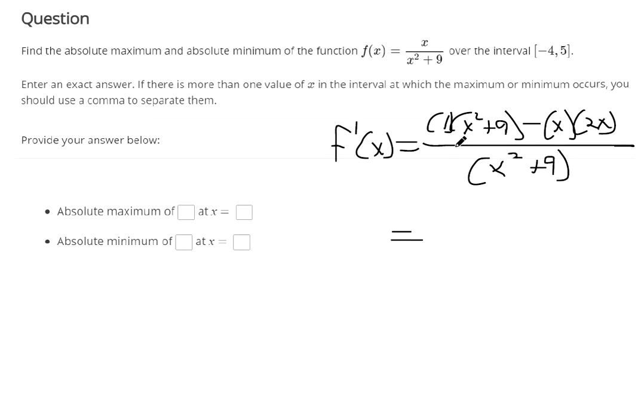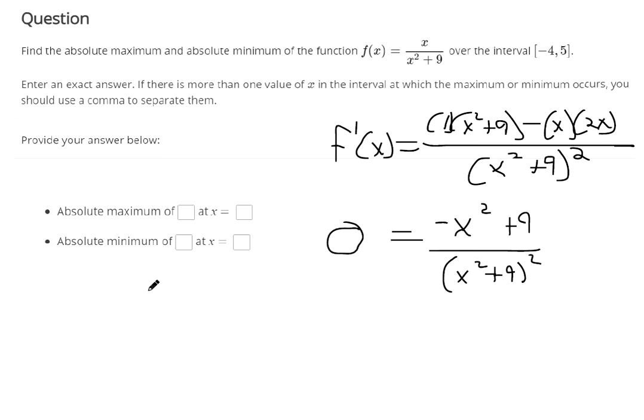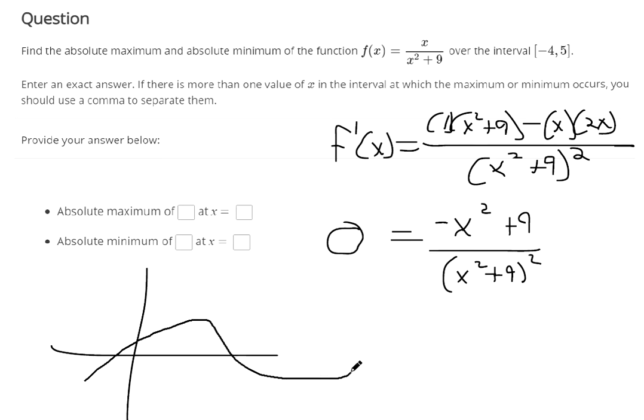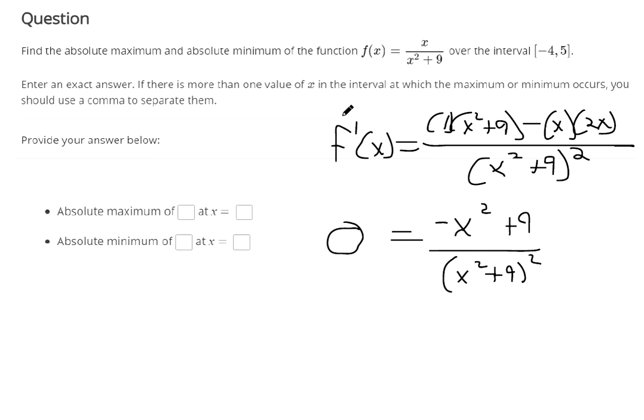And simplifying a bit, that's 2x squared minus x squared, so that makes -x squared plus 9 in the numerator. And then we got, oh, this whole bottom function needs to be squared. X squared plus 9 squared. Careful, those don't cancel out though. Okay. So we set the derivative equal to 0. And the rationale there is, if it's a continuous function, look, the maximum and minimum of this crazy function I just drew, they happen when the slope is 0. So when you're setting the derivative to 0, you're finding out where the slope of zero occurs.